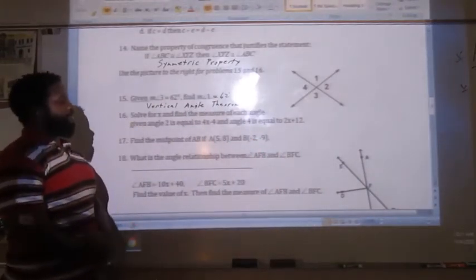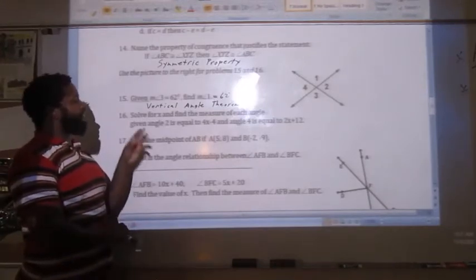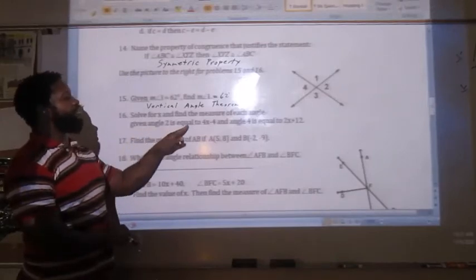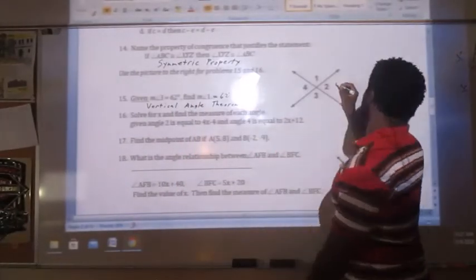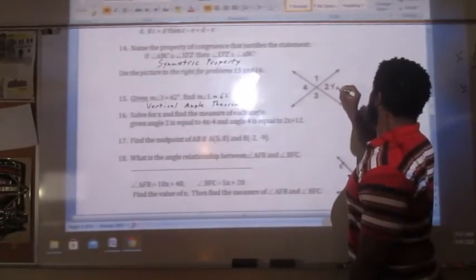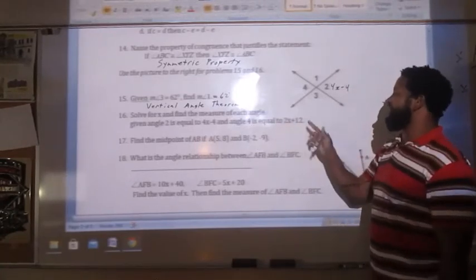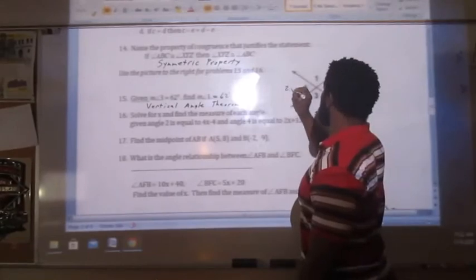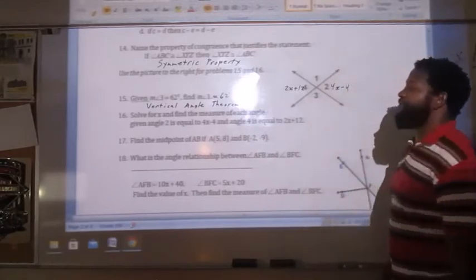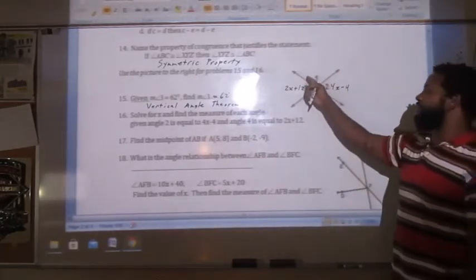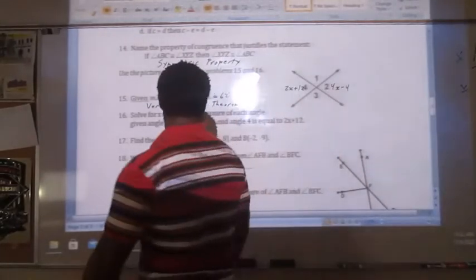Solve for x and find the measure of each angle. Given angle 2 is equal to 4x minus 4. Angle 2 is equal to 4x minus 4. And angle 4 is equal to 2x plus 12. So solve for x and find the measure of each angle. Each of these angles, okay? Cool? Now, how are we going to do that?